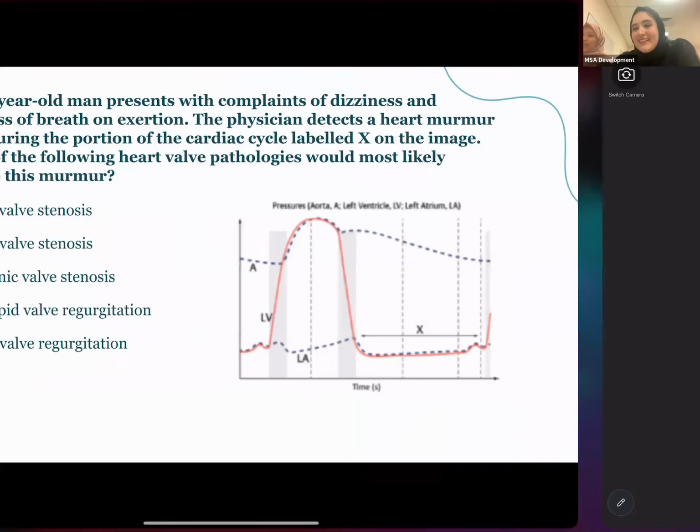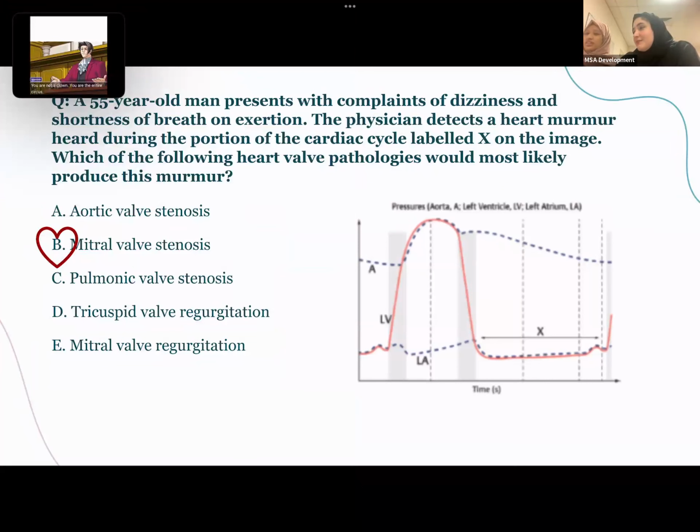Okay. Anyways, so it's called an opening snap, but that's how you can memorize mitral valve stenosis. That's it. All the rest, aortic stenosis, pulmonary valve stenosis, tricuspid regurgitation, mitral regurgitation, they're all in systole.